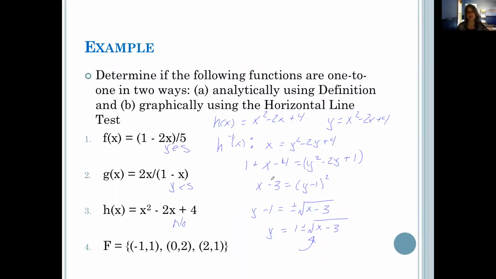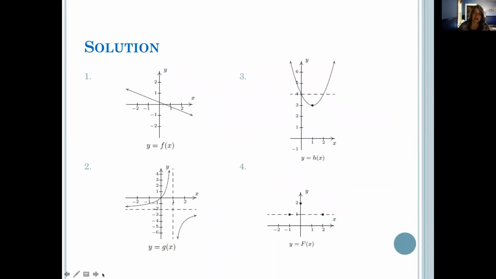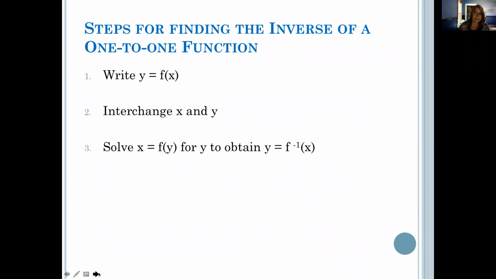Okay, so I've shown you a couple of things here. I've shown you how to find inverse functions: swap x and y and solve for y. And I've shown you how to test whether or not a function is invertible. And here we have the graphs. Okay, so here are the steps for finding the inverse of a one-to-one function.